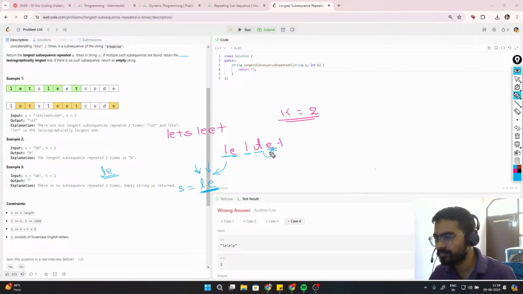Correct. Now we can also try for LEL. So I can find no L after this, so there is nothing we can do. So LE is the maximum that we can return. We need to keep track of this string, whether this string is possible or not.